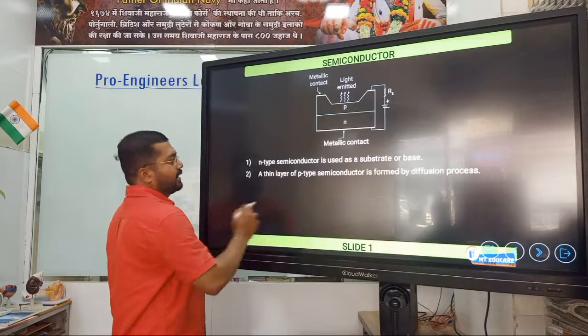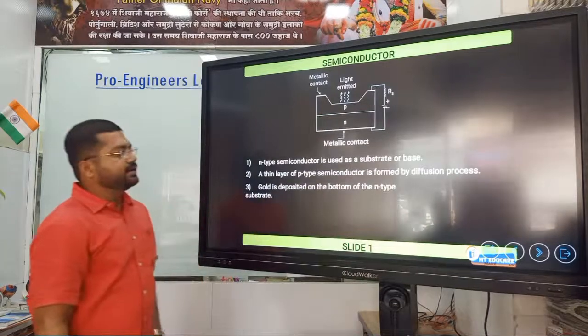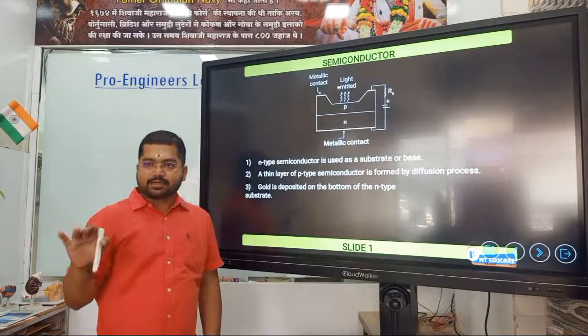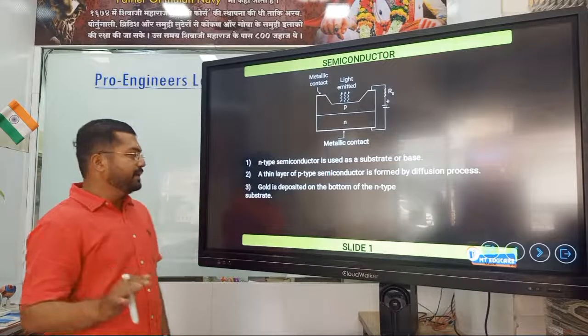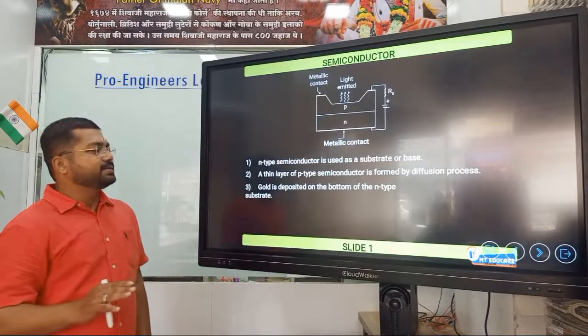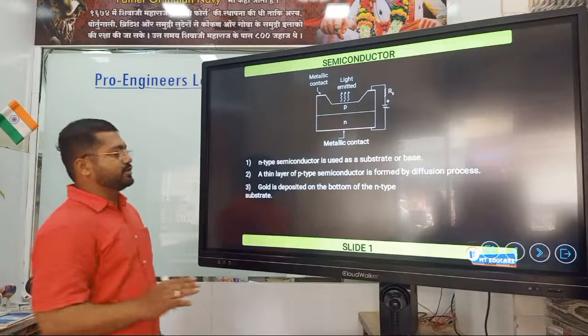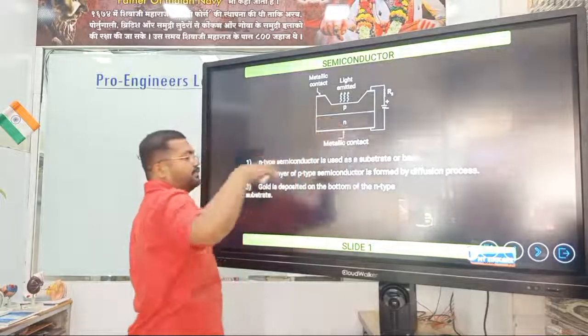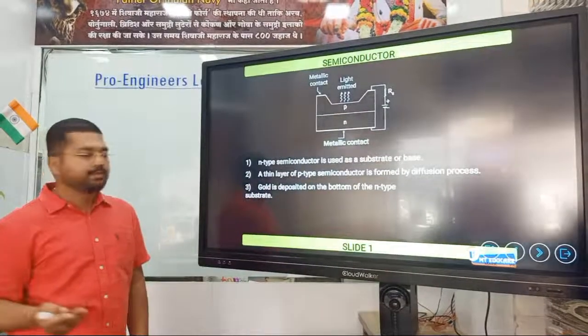Now we will see the working. N-type semiconductor is used as a substrate or a base. A thin layer of P-type semiconductor is formed by the diffusion process. So a small layer they made on the top side with the process of diffusion.